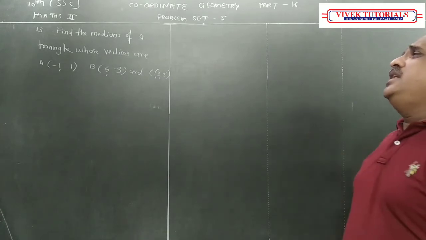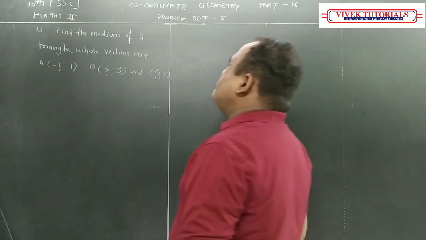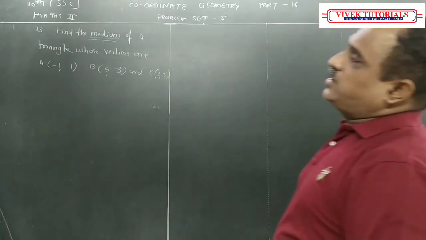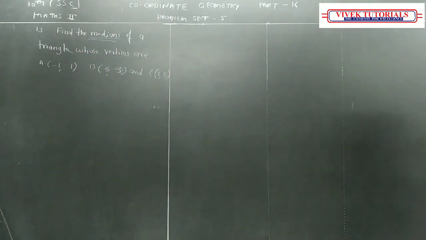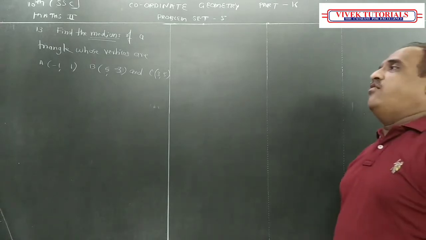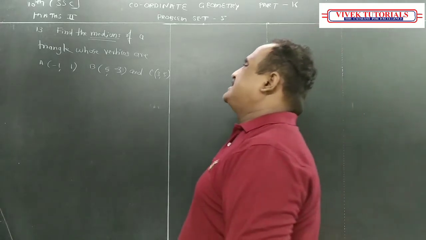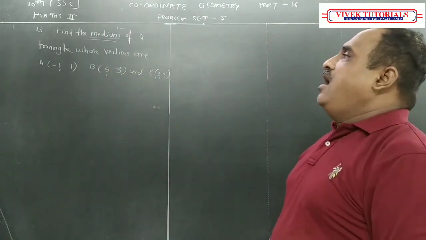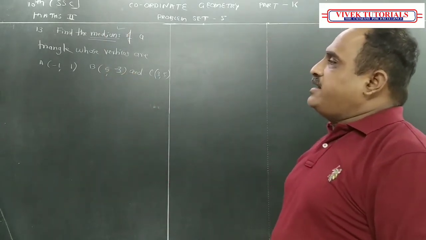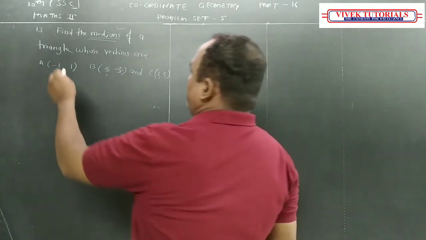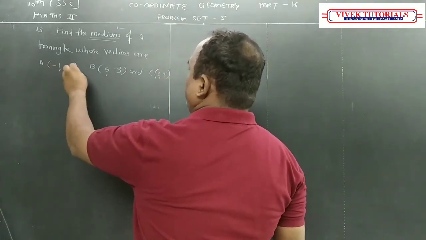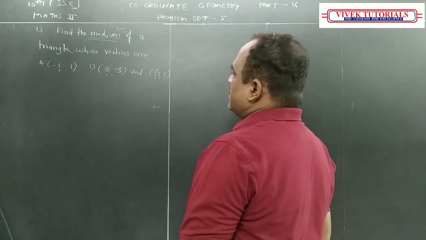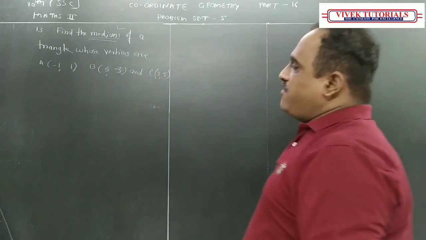If you see the 13th question, find the medians. Medians I told you in Pythagoras theorem, Apollonius theorem ने study किया था. Segment joining vertex and midpoint of opposite side. Medians मतलब तीनों medians निकालने हैं of a triangle whose vertices are A (-1, 1), B is (5, -3), and C has coordinates (3, 5).